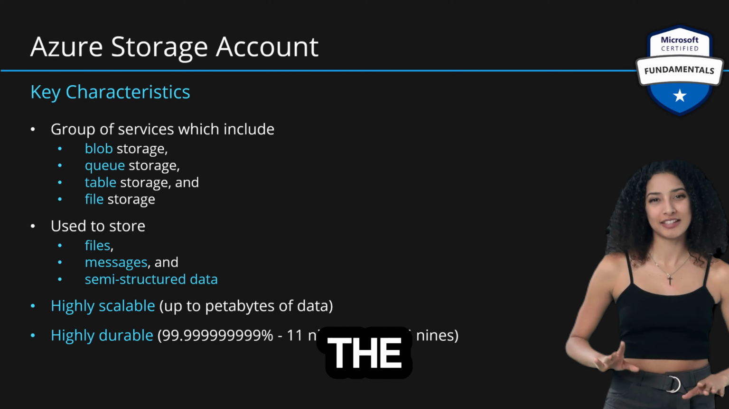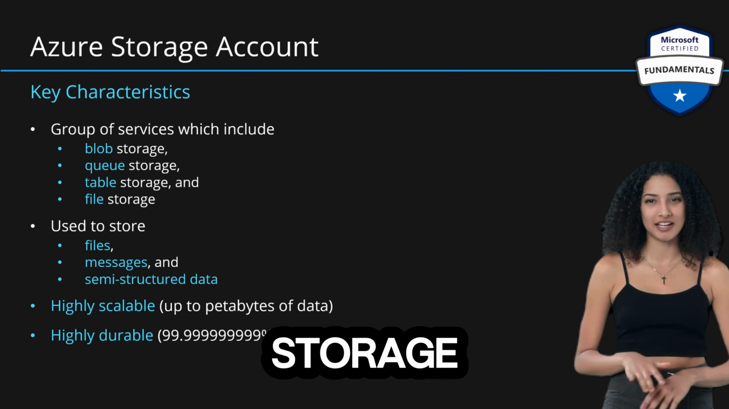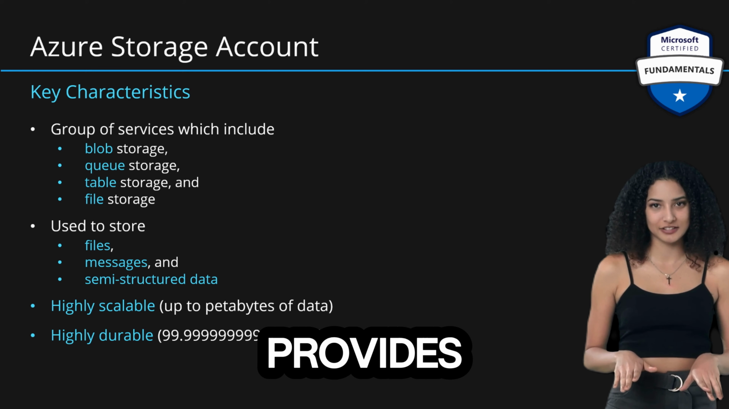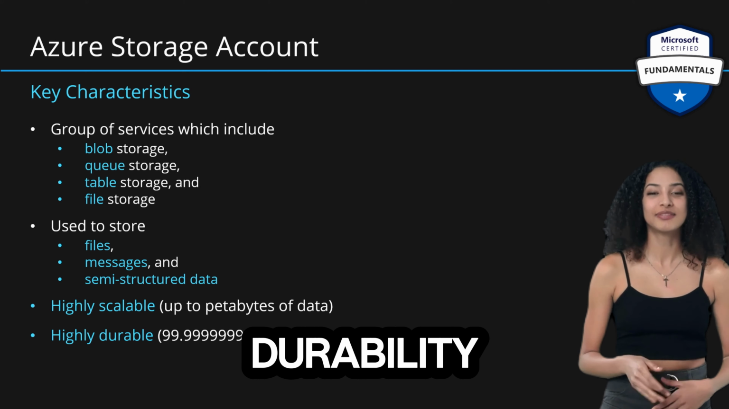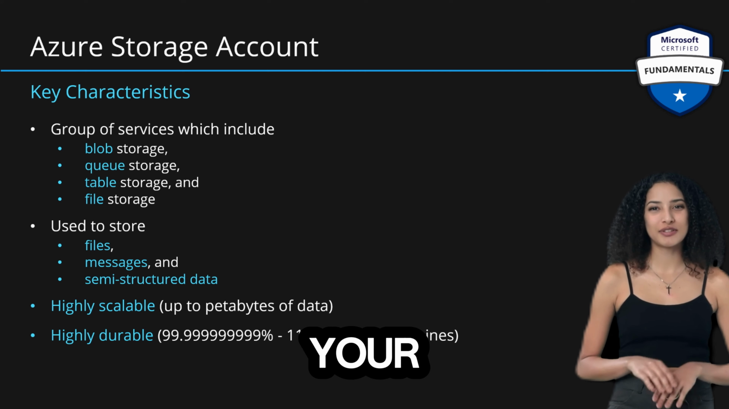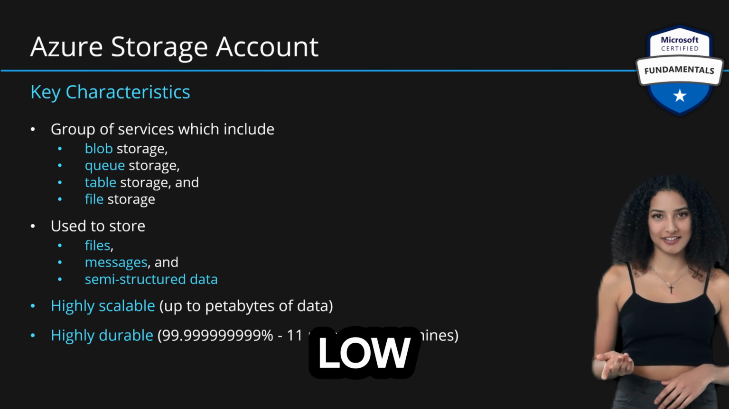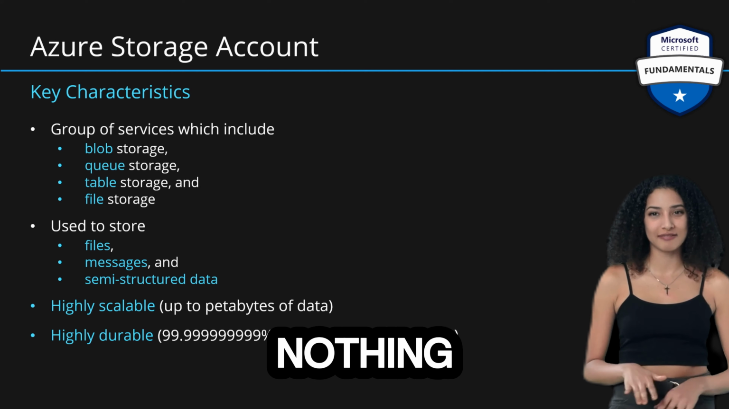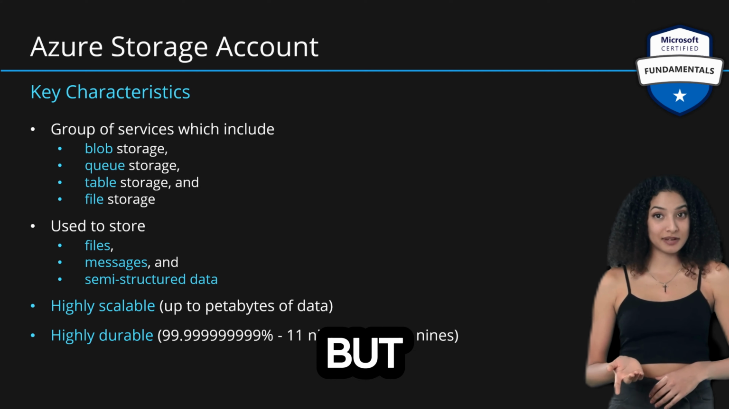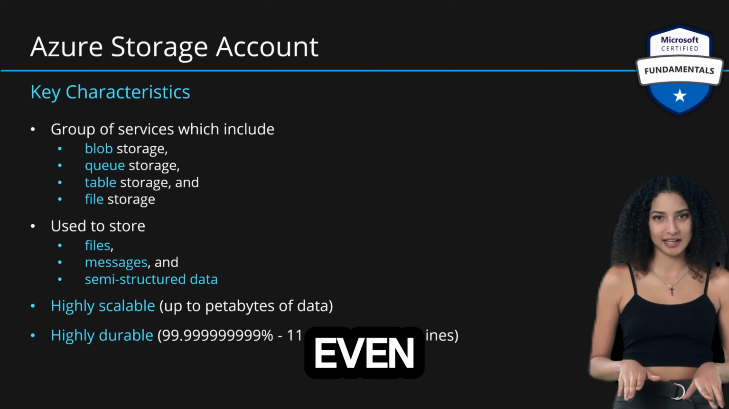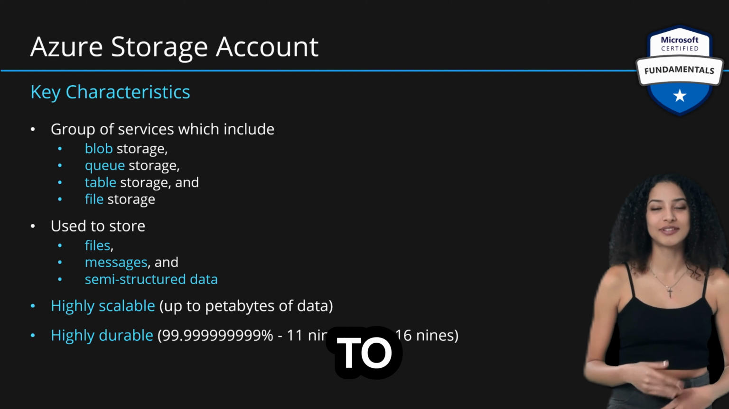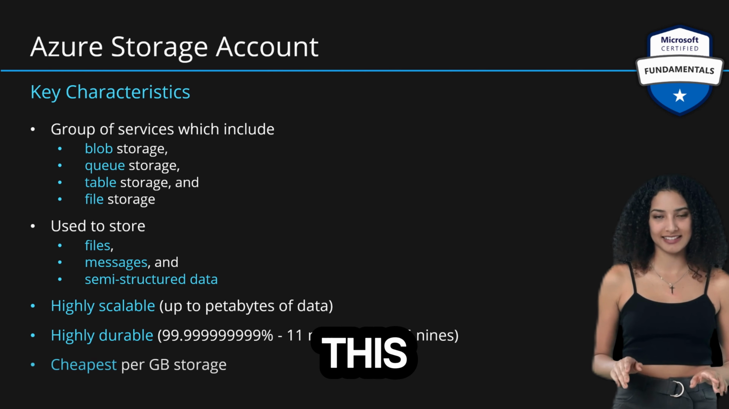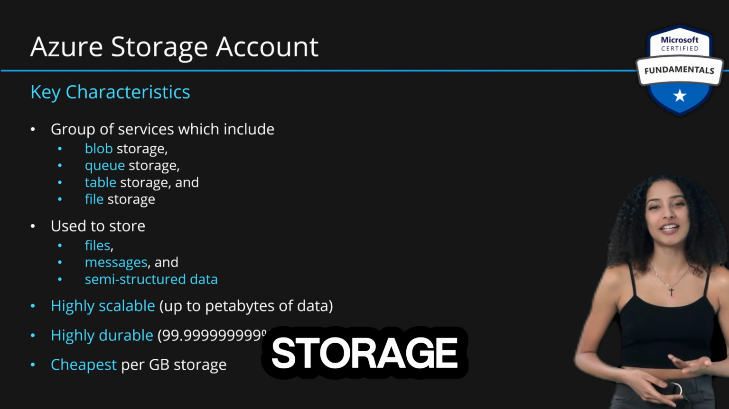So if you pick the lowest replication on Azure Storage Account, which is locally redundant storage by default, this provides you 11 nines of durability. The chance that you lose your data is astronomically low. You could pretty much say impossible, but we all know nothing is impossible. But if you want, you can pick even better replication settings going up to 60 nines of durability. And by default, this is the cheapest per gigabyte storage in Azure.